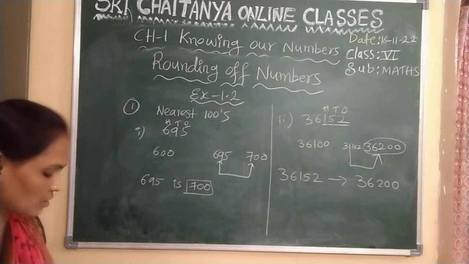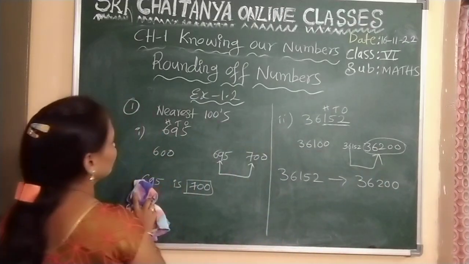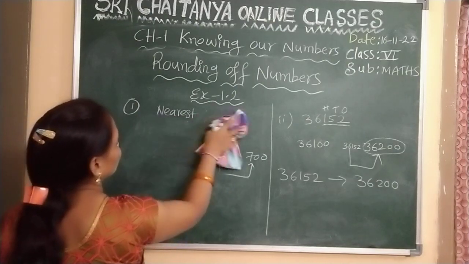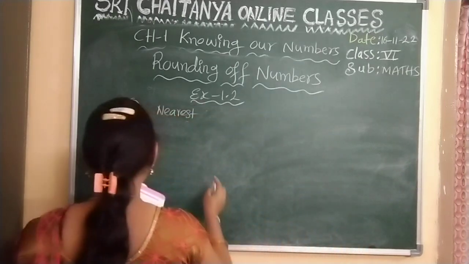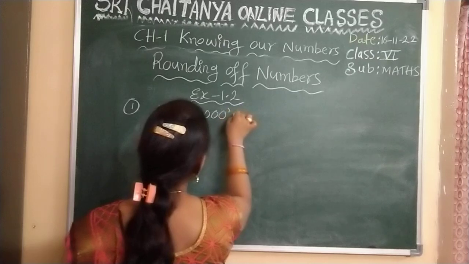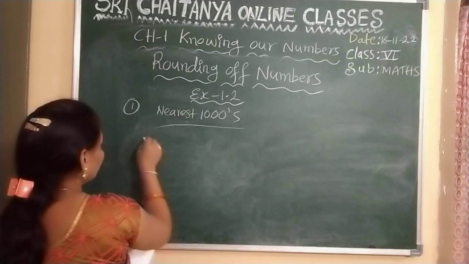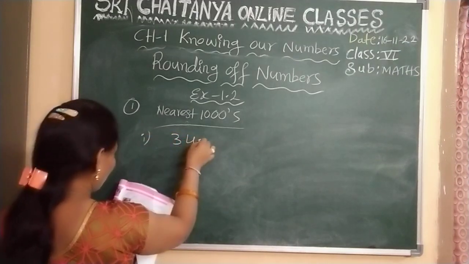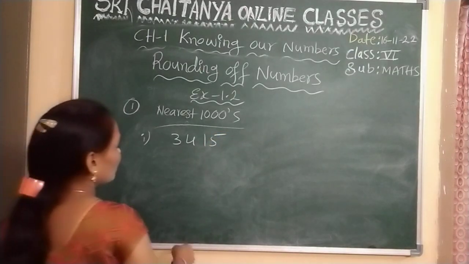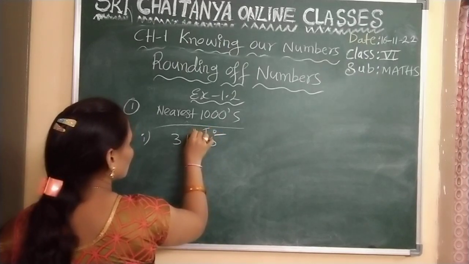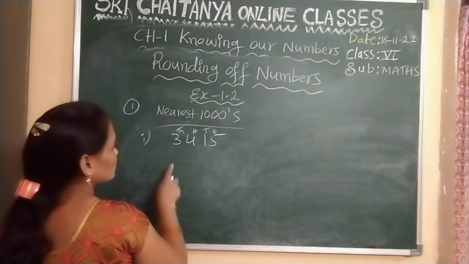Next, nearest to thousands. Just one question I will tell you. How to round off given numbers to the nearest thousands. We are talking about thousands. The first number given is 3,415. Now: ones, tens, hundreds, thousands. Now nearest to thousands.